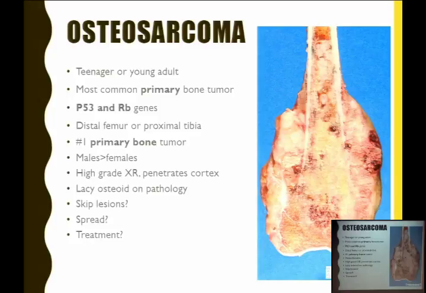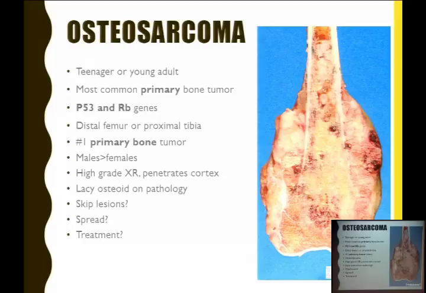It happens more predominantly in males, but not by much. It is high grade on x-ray. So you will see bone forming on an x-ray. If you don't see a lesion in which bone is forming, don't think osteosarcoma, think of something else. You will always see bone formation. And osteosarcoma goes through the cortex. So we describe a sunburst pattern on an x-ray because it looks like it's just bursting out of the bone.